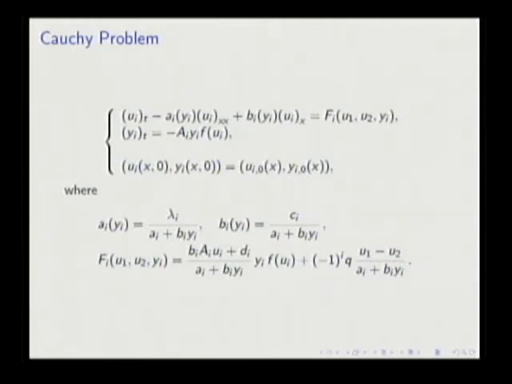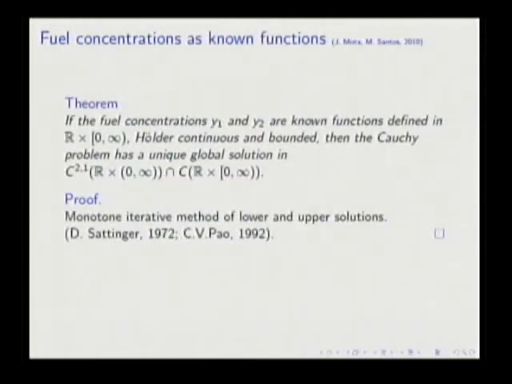In this case, we can apply a method called the iterative method of lower and upper solutions and obtain a unique solution for the problem. Okay? If the fuel concentration is a known function, here continuous and bounded, then the Cauchy problem has a unique global solution in the classical sense. Okay.